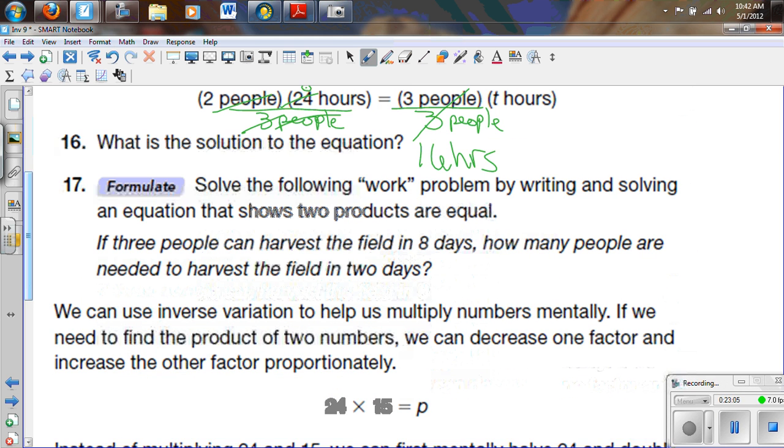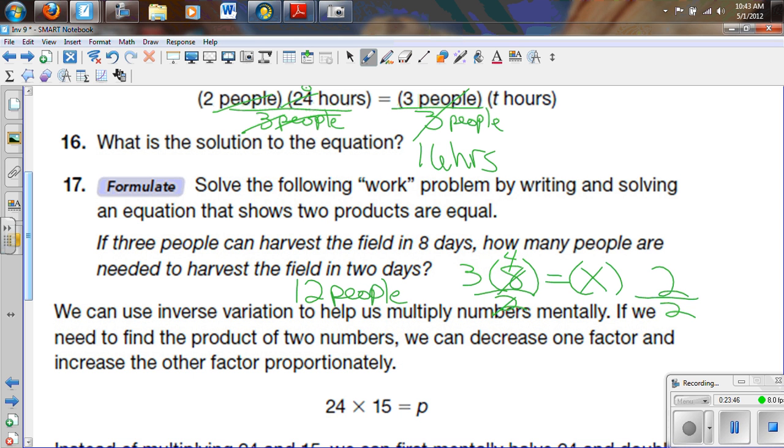Solve the following work problem by writing and solving an equation that shows 2 products are equal. 3 people can do it in 8 days. How many people can do it in 2 days? And so we need to know what we can do to solve this. So there's our x. We don't know how many people it's going to take. So we're going to divide by the 2 days. And so we get 12. So 12 people can do this in 2 days.